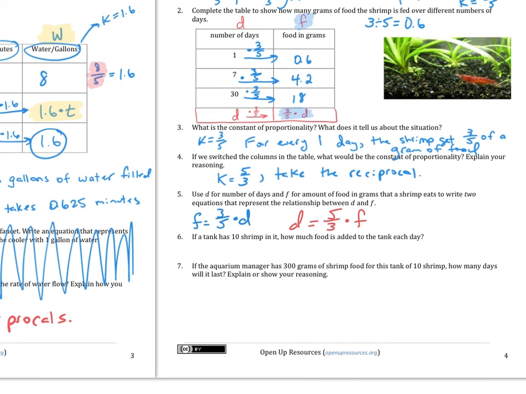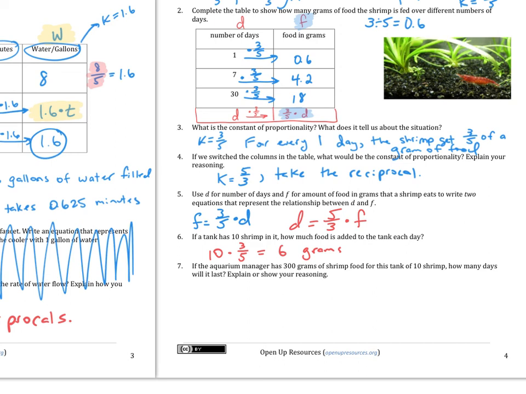So for question 6, it said if the tank has 10 shrimp in it, how much food is added to the tank each day? So first, we're going to do 10 times 3/5. And when I do that, I get 6 grams. So this tells us in order to feed 10 shrimp, they need 6 grams of food every day.